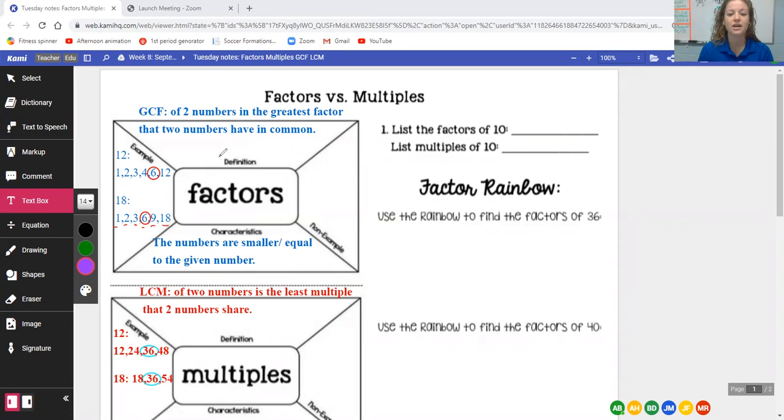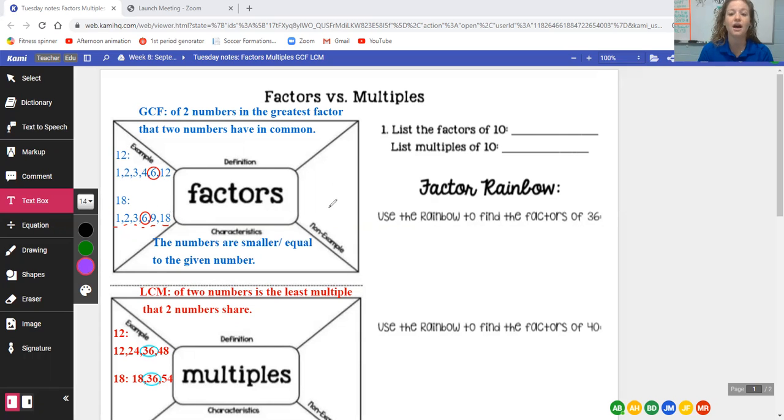Okay, so when we're talking about greatest common factor, it's when we're comparing two numbers. So we would find the number that is the same in the list, okay? It's that largest number that is the same in the list. So what is the largest number the same in 12 and 18? Good, it is 6. Okay, so that is an example of our GCF.